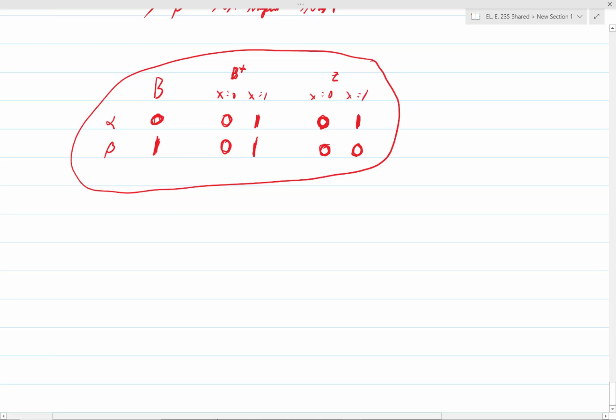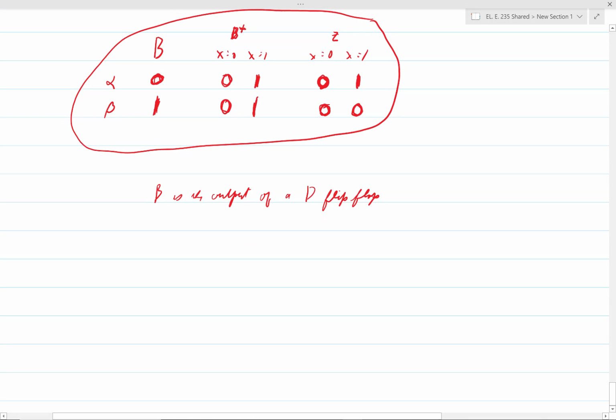Okay, so let's think again that we're going to have a D flip-flop. B is the output of a D flip-flop. So we have B is 0, 1, and we're going to have DB, X equals 0, X equals 1, Z, X equals 0, X equals 1. And of course, you can read DB directly from here because, as we've already said, the next value of B is equal to DB. So we have 0, 0, and 1, 1. And here, we have 0, 1, 0, 0.